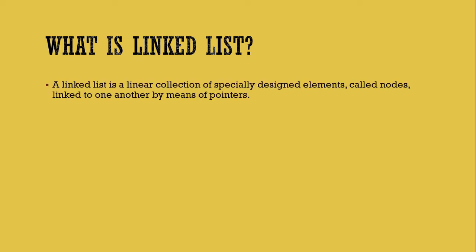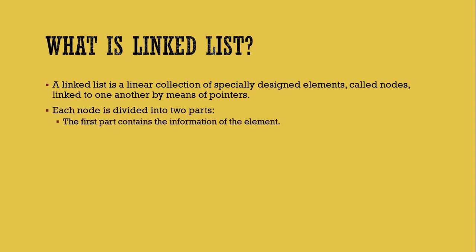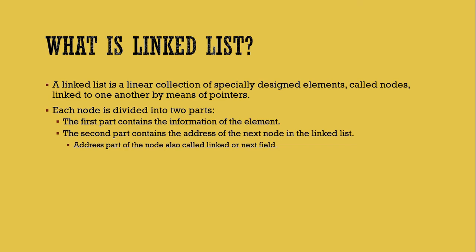What is linked list? Linked list is one of the linear data structure which contains collection of sequentially designed elements, sometimes called nodes, linked to one another by means of pointers. Each node has two parts, info part and address part. The address part stores the address of the next node.